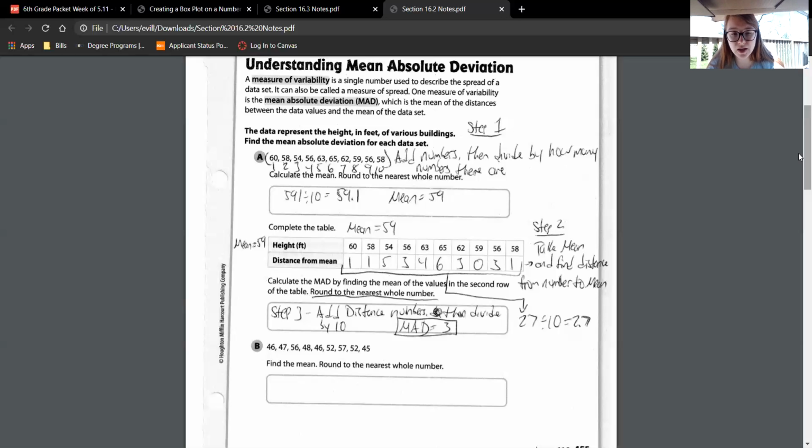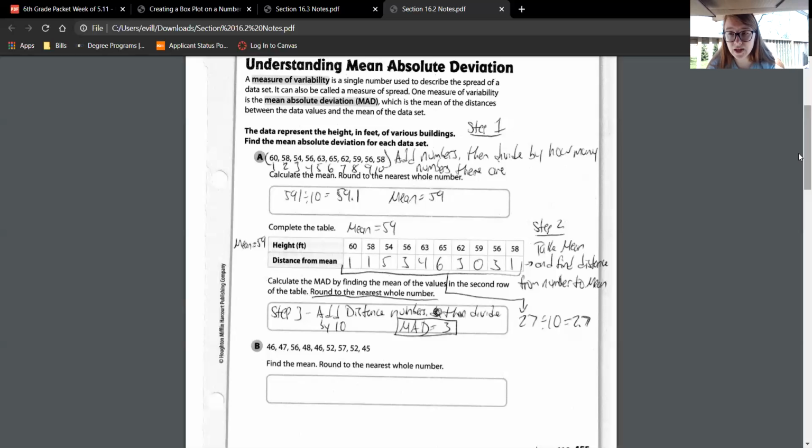So he finishes that table, and it says calculate the mean of absolute deviation by finding the mean of the values in the second row of the table and then rounding to the nearest number. So what that means is you take all of those numbers under the distance from the mean, so that whole row, 1, 1, 5, 3, 4, 6, 3, 0, 3, 1, you add all of those together, which is 27. And again, there are 10 numbers, so you divide 27 by 10. And then again, it wants you to round to the nearest whole number.